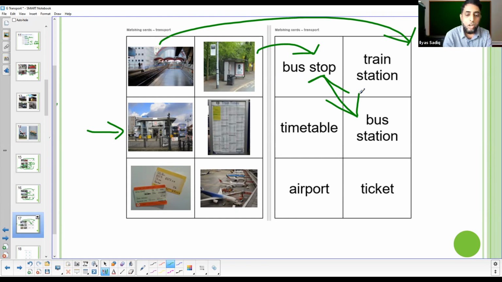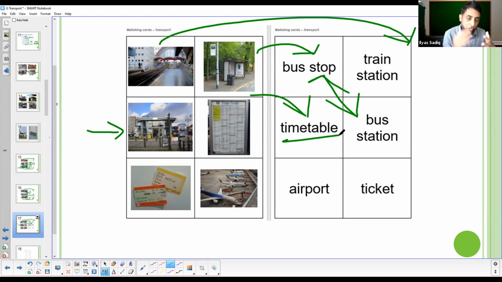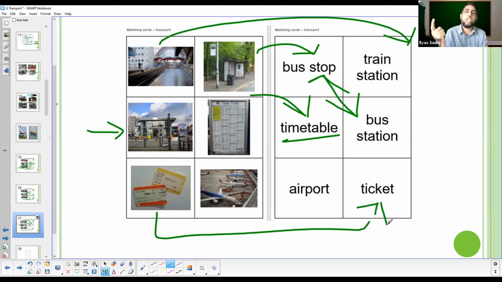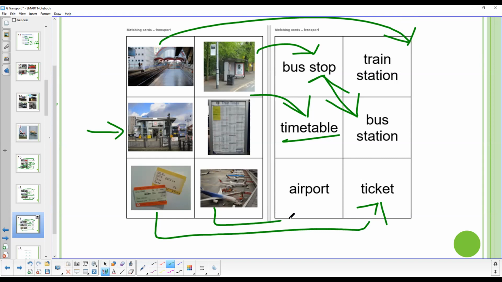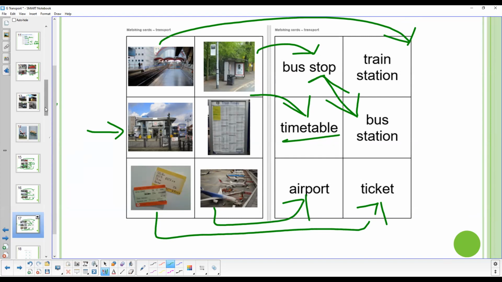Okay. What is this here called? When you go to a bus station, you might see this information. Timetable. Yeah. So you can see which bus comes, what time, and where it will go. Right. Okay. And what is this here called? Ticket. Yeah, it can be a bus ticket, it can be a train ticket, it can be a tram ticket. So what is this called? Airport. Okay, so airport. Yeah, airport.